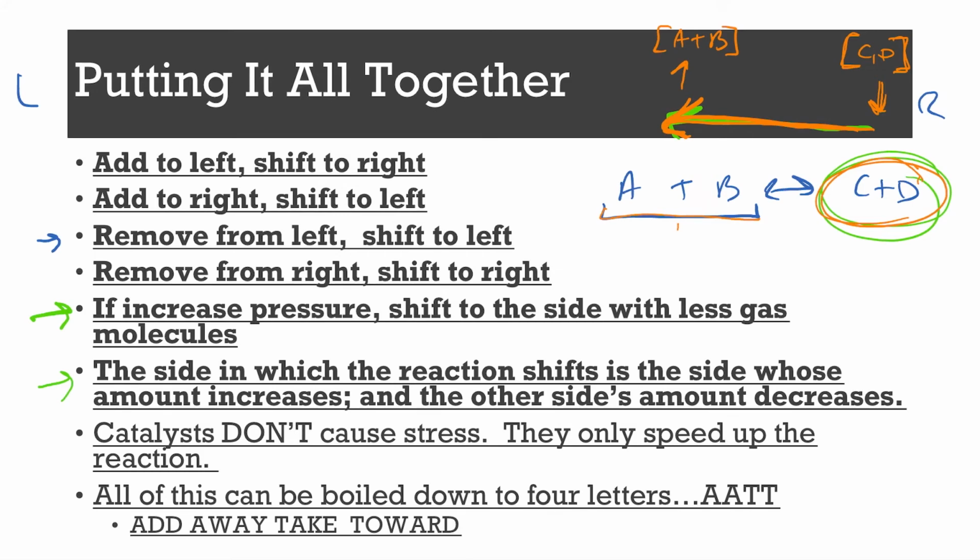Again, we're going to practice this more, but it all boils down to four letters: AATT, which stands for add, away, take, towards. Whatever side you add to, you move away from. Whatever side you take from, you move towards. That's a way to remember it. And lastly, a catalyst does not cause stress. You might wonder, does a catalyst cause stress? It does not. It just speeds up the reactions equally.